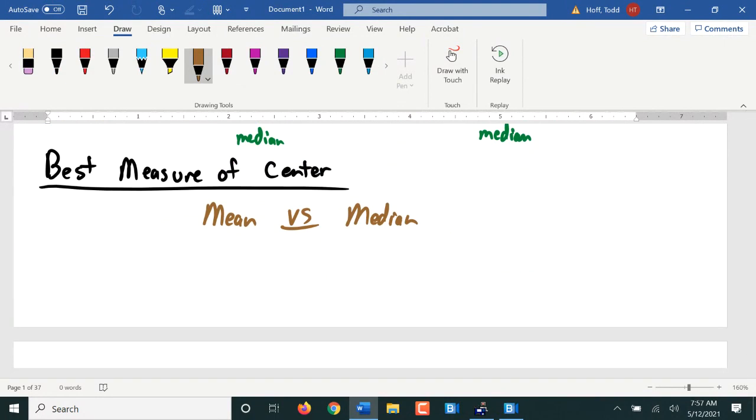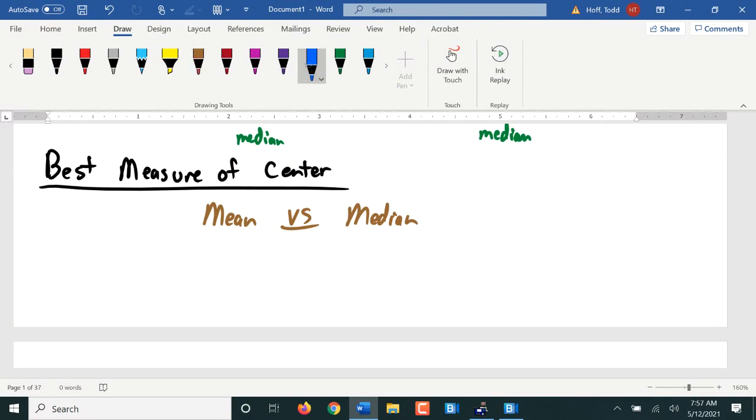Most people will say the mean. For one reason, we've done it since we were like second or third grade. We're comfortable with it. Second, there's something very satisfying about adding up the numbers and dividing. It's mathematical. You're doing a formula. You're calculating. Whereas the median, you're just putting them in order and finding the middle. That's kind of anticlimactic.